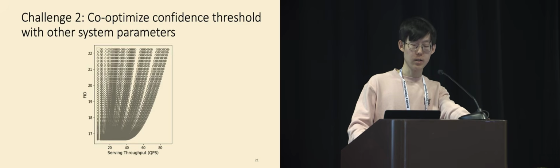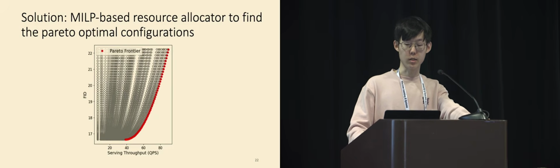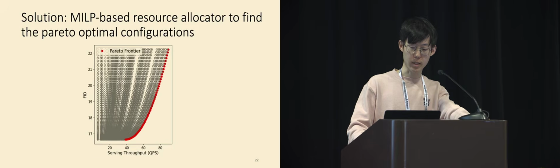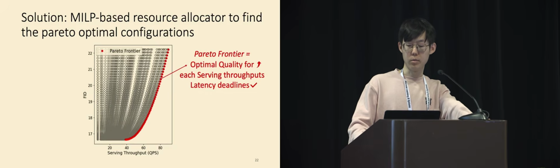Each point in this figure is a configuration with different serving throughput and response quality. So in our solution, the MILP-based resource allocator helps us search for the Pareto frontier, which are the red dots. And this gives you the optimal response quality given a serving throughput while meeting system constraints like latency deadlines. And this lets us find the optimal configuration under varying workloads.